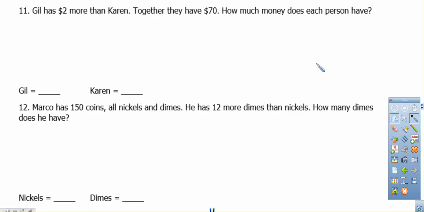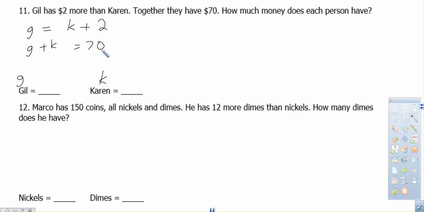Gil has $2 more than Karen. Together they have $70. How much money does each person have? All right, so the first thing I'm going to do is convert these into some letters. So let's use G and K. So Gil has $2 more than Karen. So G equals K plus 2 is the first equation we've got. All right. The second we have is that together they have $70. So if you add these two together, you should get 70.